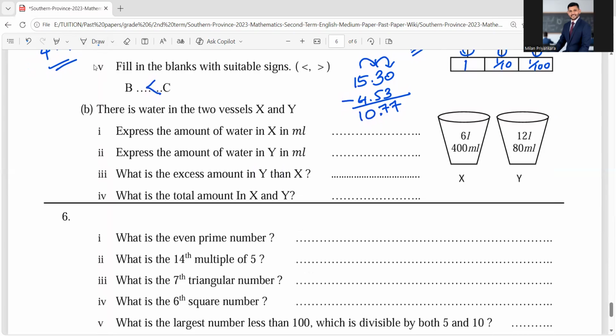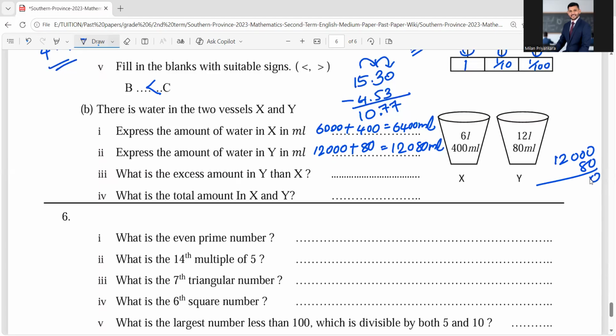There is water in two vessels, X and Y. Express the amount of water in X in milliliters. X, that means 6 liters, means 6,000 plus 400, equals 6,400 milliliters. Express the amount of Y in milliliters. That means 12 liters, 12,000 plus 80, that means 12,080 milliliters. If you are not sure how to get these answers, you write it like this: 12,000 plus 80. Then you add.